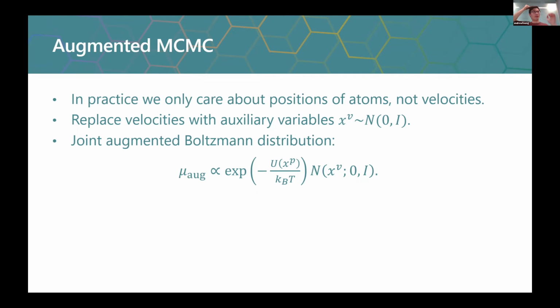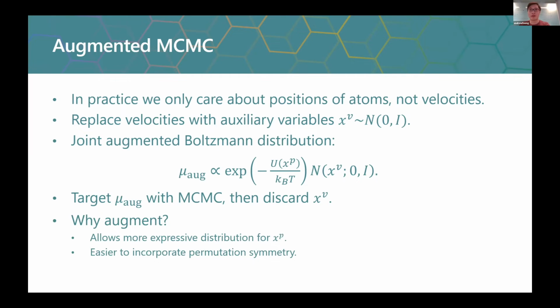Yeah, so I might zoom a bit because we still need to get to the experiment section, which is the most interesting. So what we're going to do is target this joint distribution, which has one factor for the true position marginal and one made up factor for the independent Gaussian velocities. And we're going to target this joint and then throw away the velocities. And so we'll target the marginal by doing this. Why augment? Well, first of all, it allows us to have a more expressive distribution for the positions without making the flow more complicated. And secondly, it turns out that it's easier for us to incorporate permutation symmetry by augmenting things in this way with the real NVP architecture.